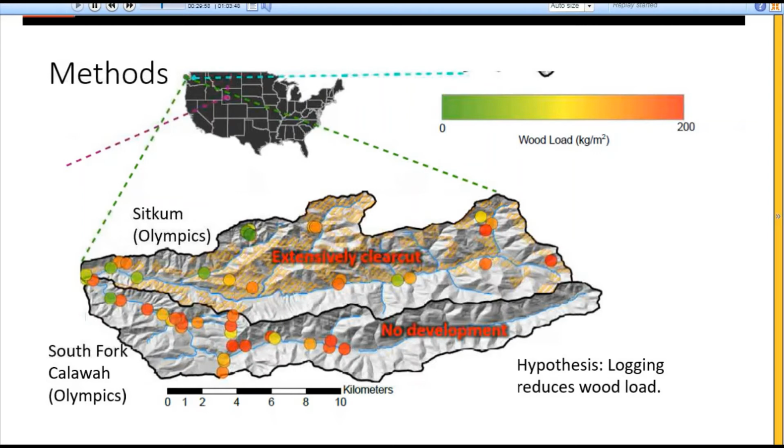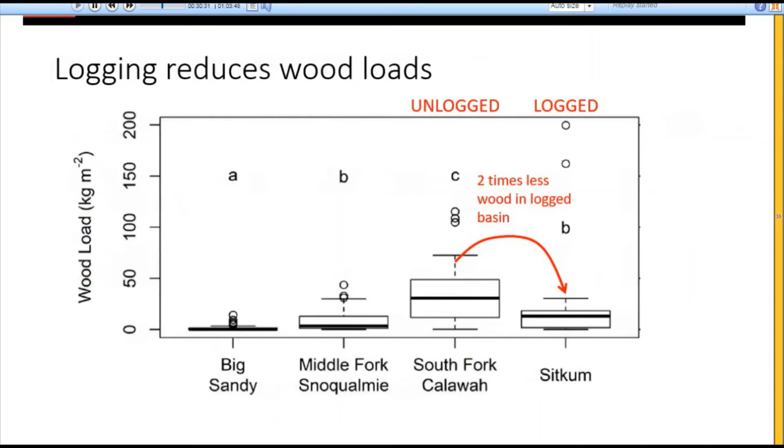To the south is the South Fork Calawah River. This is in Olympic National Park. It's seen almost no disturbance or development, at least direct disturbance, since European settlement of this area. So no roads, no logging, no towns, nothing. Really just a trail running from north to south in this basin. So I use these basins to test the hypothesis that logging reduces wood load. This should be pretty obvious, but looking at these basins, I saw the opportunity to do this really nice paired basin study and really nail down what happens to wood load in a river when you clear-cut the upland forests. So I'm going to present a little bit of data here.